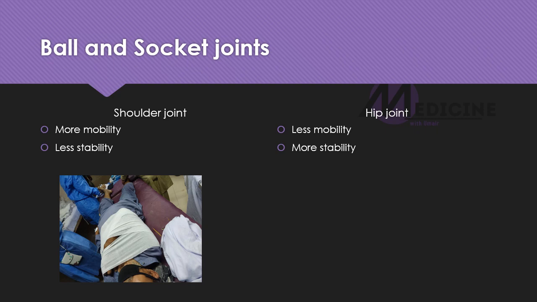As I told you, there are only two types of ball and socket joints inside your body. One is the shoulder joint and the other is the hip joint. Hip joint is less mobile but more stable. On the other hand, shoulder joint is more mobile with less stability. In order to provide more stability, there are muscles present called rotator cuff muscles. So if one of the muscles gets damaged, or you can say the muscle gets weaker, then there is a very common phenomenon called shoulder dislocation.